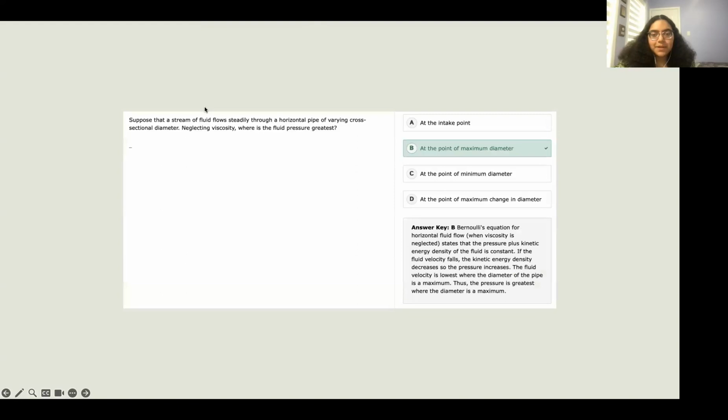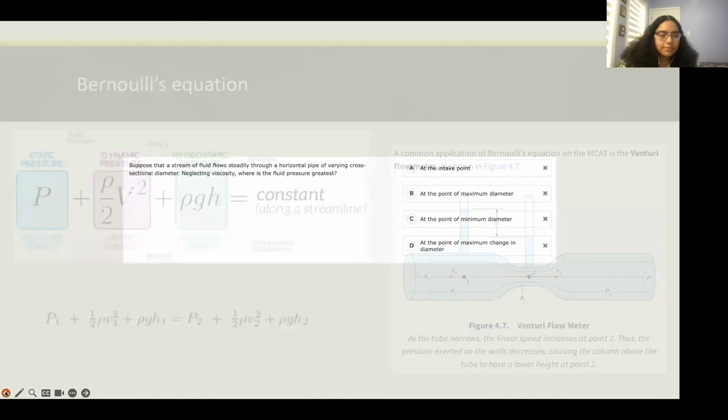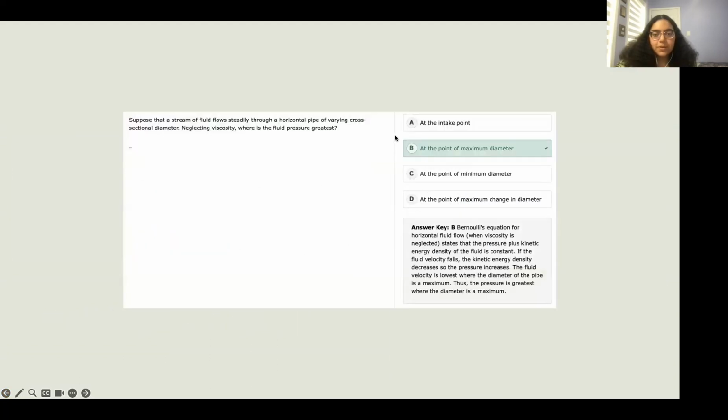Yeah, okay, so it's going to be the point of maximum diameter, and this kind of combines the past two things we've seen. When you're using Bernoulli's equation, when the velocity falls, since that's part of the kinetic energy part, let me go back. That's part of this term here, your dynamic pressure. So at your maximum diameter, that's when that's going to fall. And so you're going to need more pressure there.